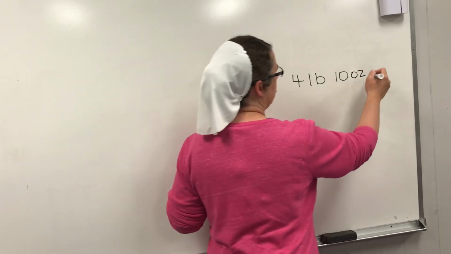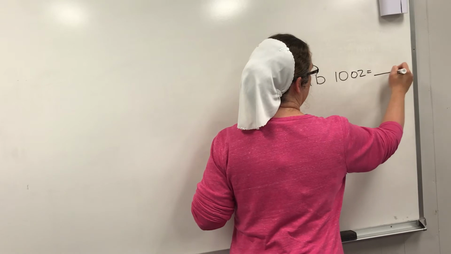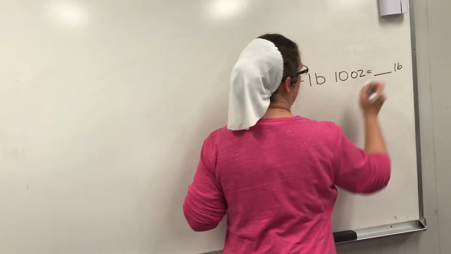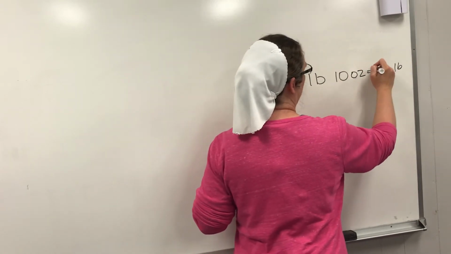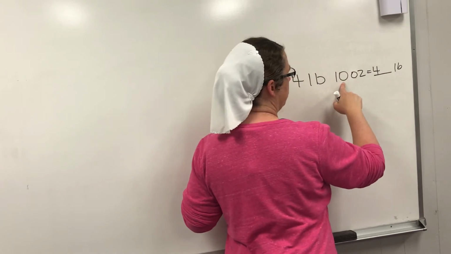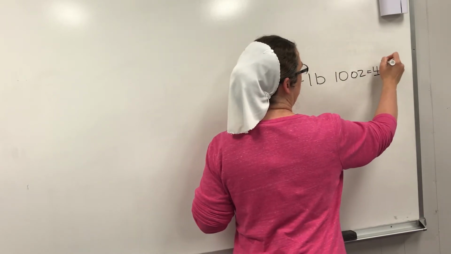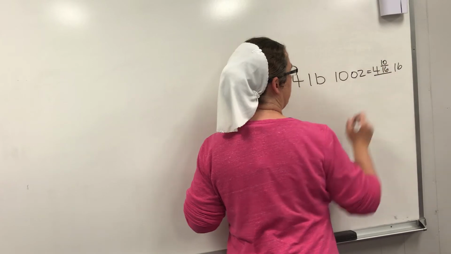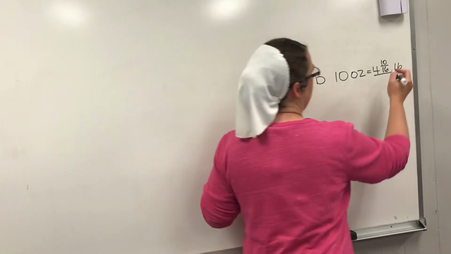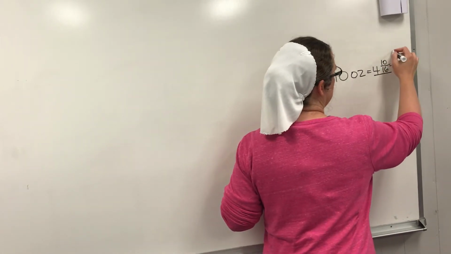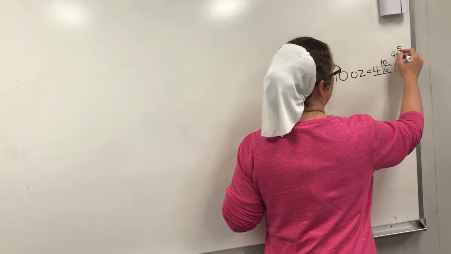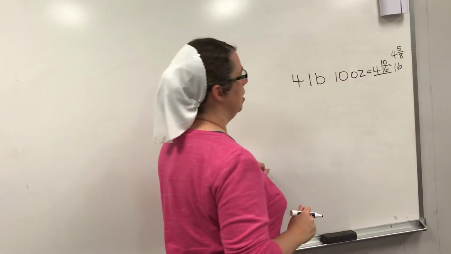All right, so let's go equals how many pounds? We've already got 4. And remember, we put this over how many ounces are in a pound? We have 16. Then you just would have had to reduce this. It would have been 4 and 5/8.